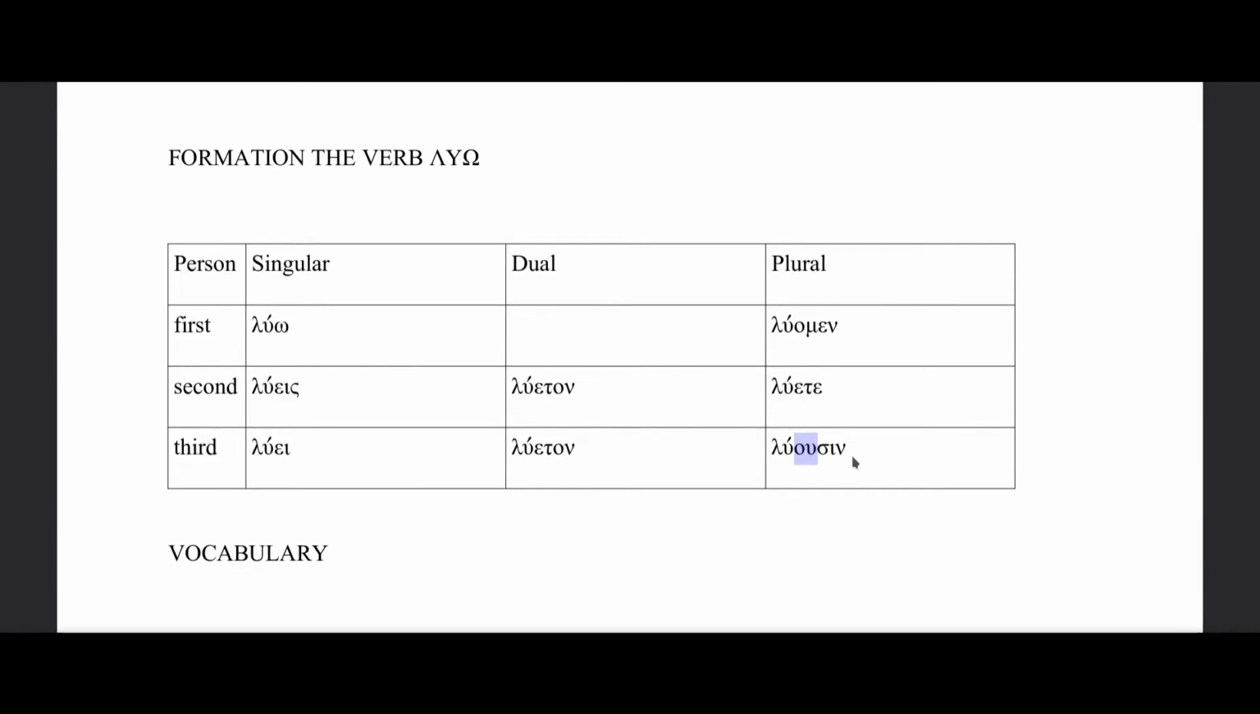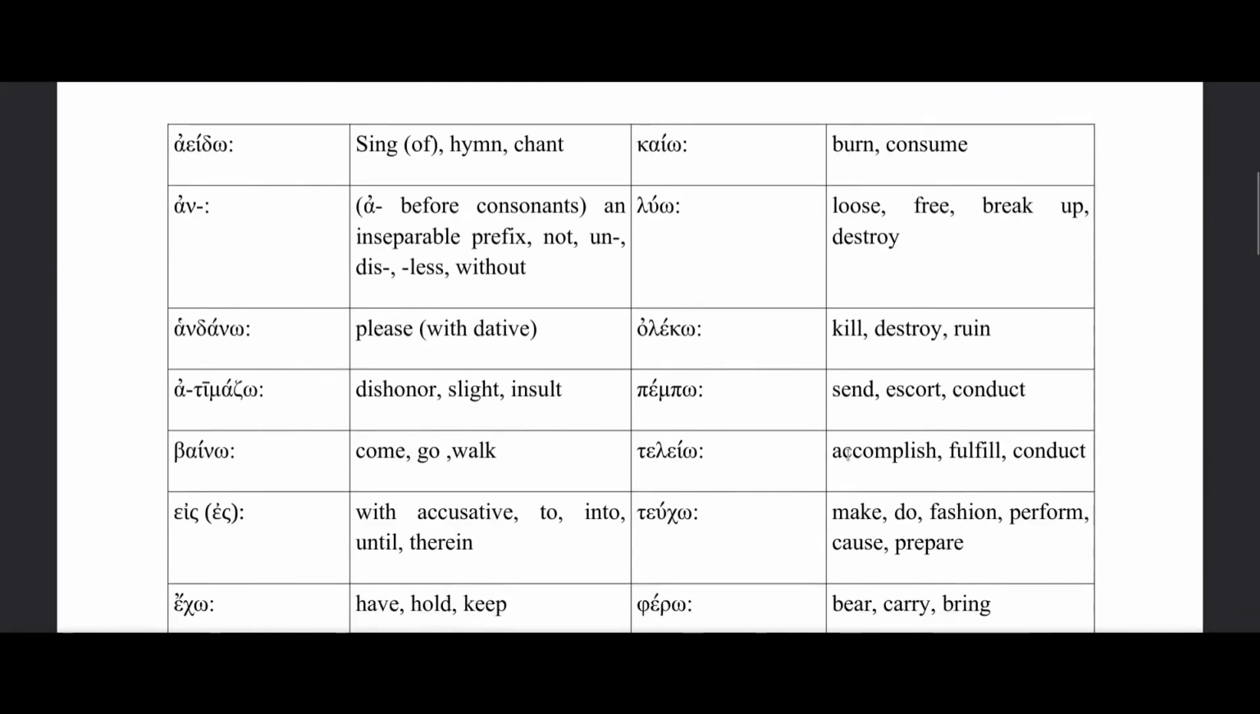This is all for our grammar in this lesson. It is not that much, but we will study a lot of verbs like luo in the vocabulary section of our lesson, and hopefully so far we have memorized previous vocabulary. And we are ready to do the same with this lesson. Let us read the vocabulary. Let us begin with the first verb. Aido, meaning sing, hymn or chant.